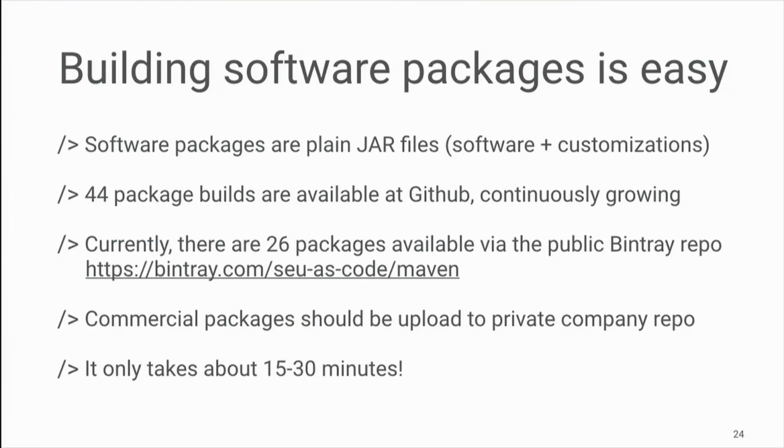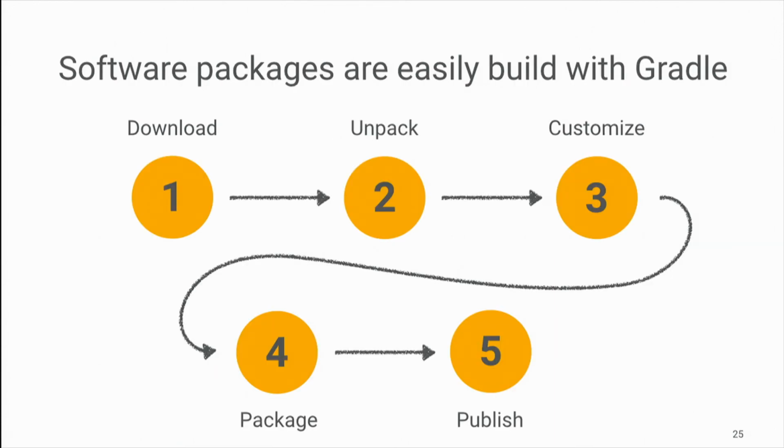Okay, so short in time, building software packages, okay? In the end, they're all plain jar files, okay? Upload them to a Nexus. Currently on GitHub, there are 44 package builds, Gradle builds, okay? And of those 44, I uploaded 26 to Bintray. As I told you, commercial packages are better off in your private company repo. And to my experience, it takes 15 to 30 minutes to build a package if it's not there.